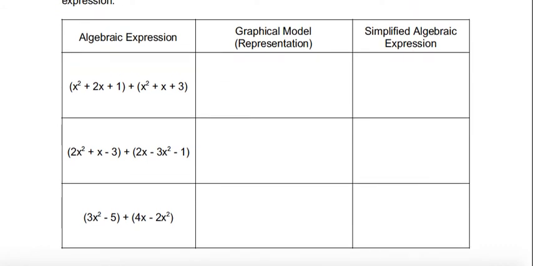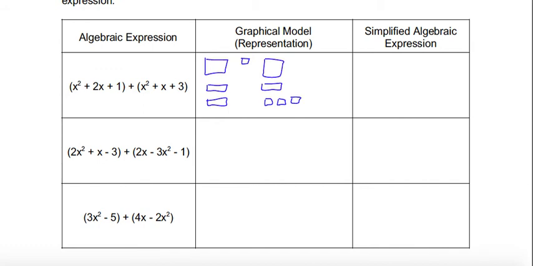So we're going to express each individual term as a graphical shape, and then we're going to eliminate any set of positive and negatives, and then write our simplified expression. So I have x squared, so 1 large square, 2x, so 2 rectangles, and 1 small square to represent my positive 1. Then I have positive x squared, or x squared, plus x, plus 3.